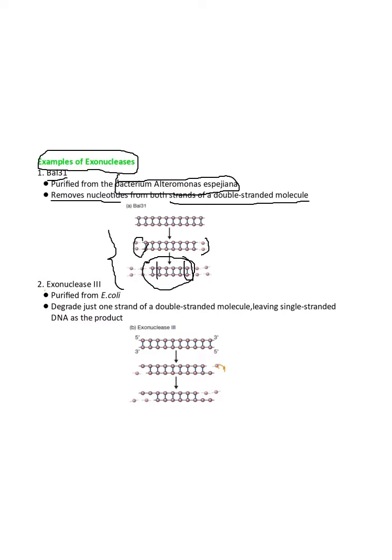Moving to the second type of exonuclease, which is exonuclease III. It is purified from E. coli. From E. coli we get exonuclease III, and its function is to degrade just one strand of a double-stranded molecule, leaving single-stranded DNA as a product. So it degrades only one strand. Let's say this is a DNA sequence. It will degrade only the upper strand or the lower strand, just one strand of a double-stranded molecule, leaving single-stranded DNA as the product. It would degrade only one strand at a time.